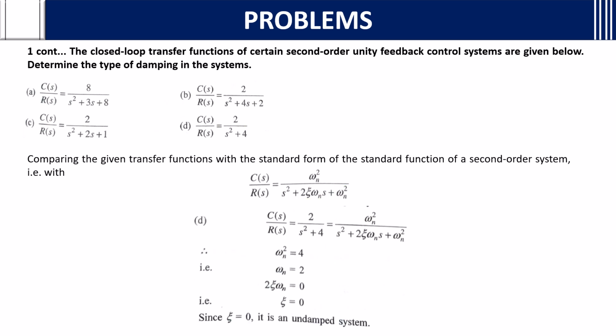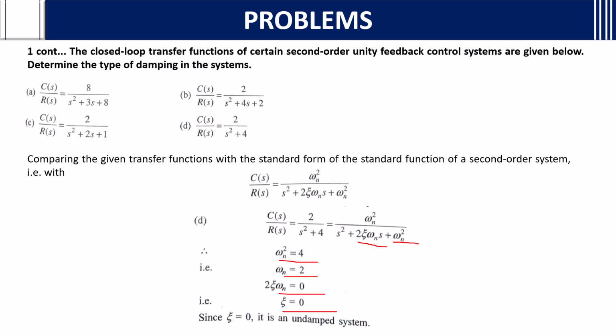Next, fourth question. If you see again here, it is in the form of s square plus 4. There is no 2 xi omega n, whereas omega n square is 4, so omega n will become 2. Since 2 xi omega n is not there, it is 0, so xi is 0. When xi is 0, it is an undamped system.